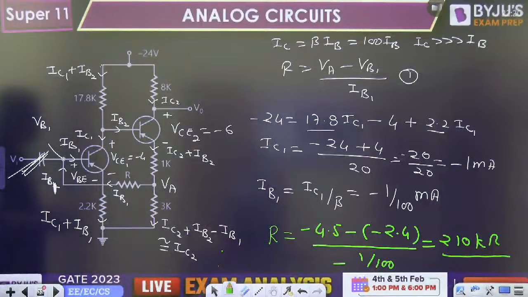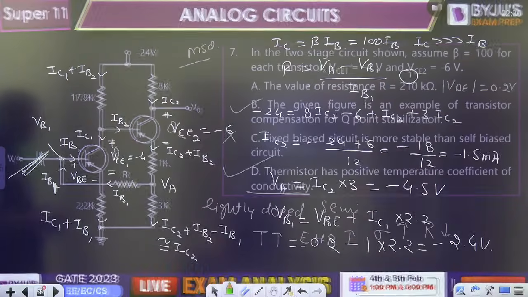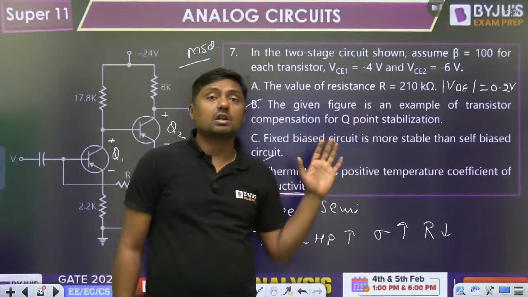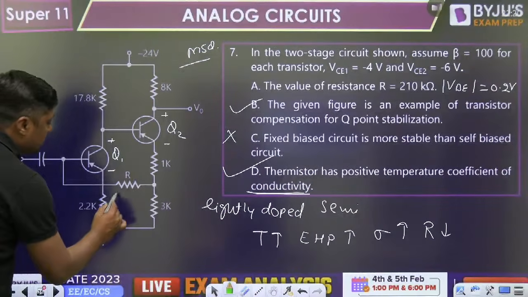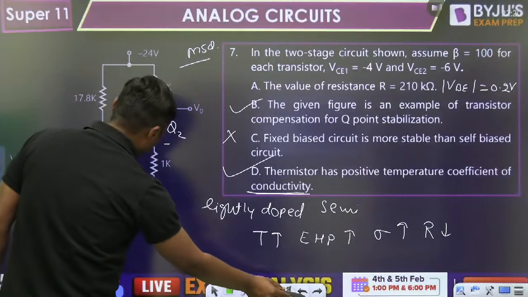No problem. Right. So again, it is an expected question. It is a standard diagram because it is based on the transistor compensation technique, and that's why it is important. It is given in the standard textbook. 210 kilo ohm. That is the answer for this one.